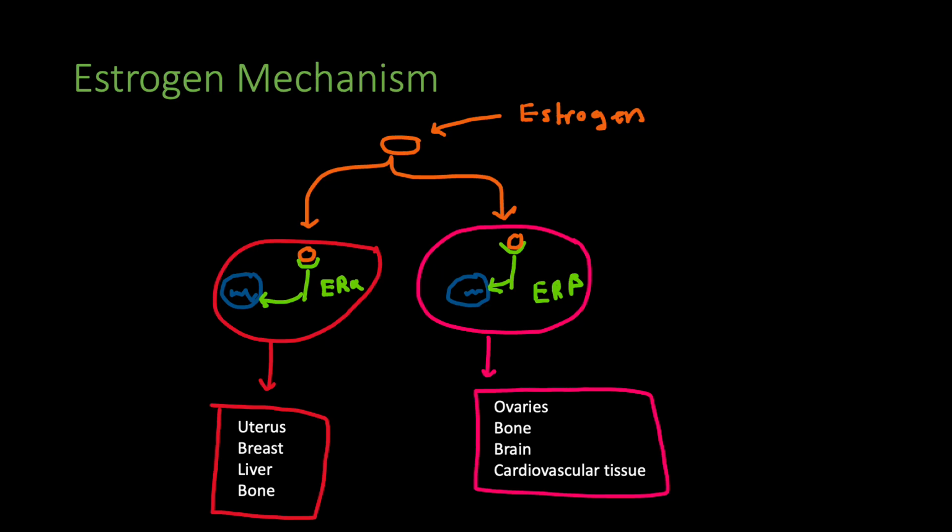So similarly, it's going to go ahead and bind to this receptor and then move to the nucleus, the same way as the progestin does. It's going to bind to DNA at the estrogen response elements and change the transcription to new proteins. So that's the basics on how this one works.